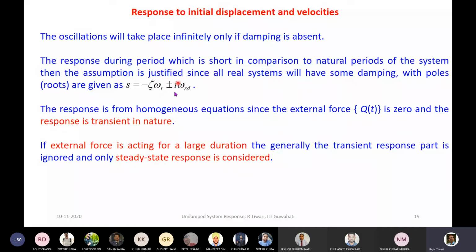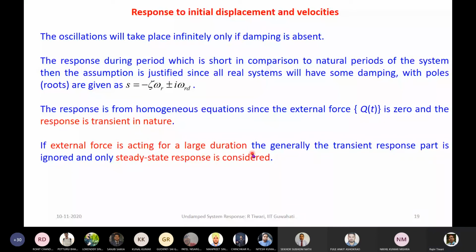If damping is there in the system, then the S which we have been writing, if you remember, we wrote S is equal to i omega k, but if damping is there, then S will have a real part also. So the zeta is nothing but the damping. This is the damped natural frequency, and there is the undamped natural frequency. And this kind of response which we get from the initial disturbance is called the transient. They are transient in nature, and we need to consider them only for a short duration.